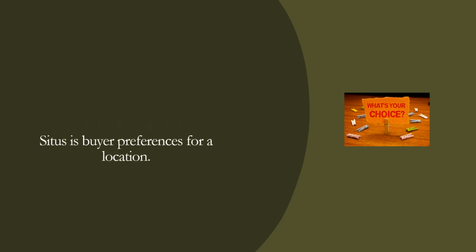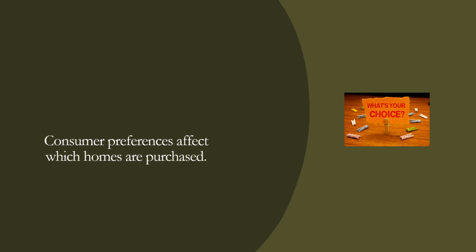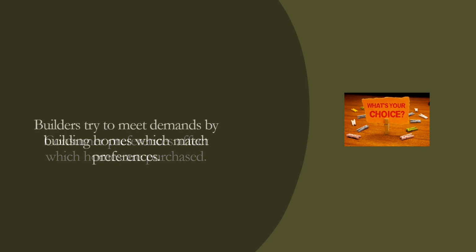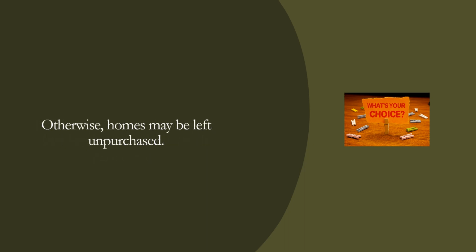Area preference, situs. Situs is buyer preferences for a location. Consumer preferences affect which homes are purchased. Builders try to meet demands by building homes which match preferences. Otherwise, homes may be left unpurchased.